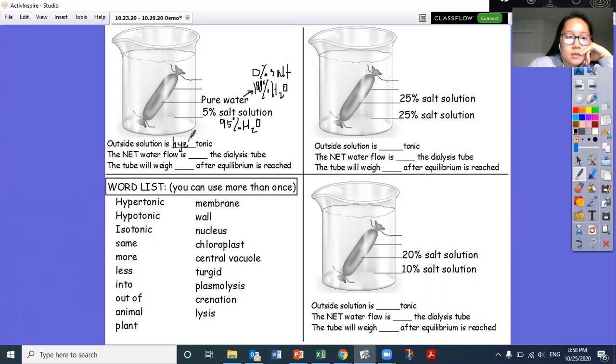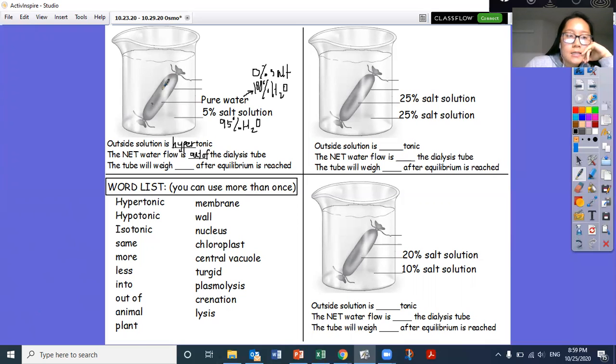Well, it's because outside of the cell, or outside of the dialysis bag, we have a higher concentration of salt, right? 5 is higher than 0. Therefore, the outside solution is hypertonic. If it's hypertonic, that means the net water flow is going to be out of the dialysis tube, right? The water is going to go where it's saltier.